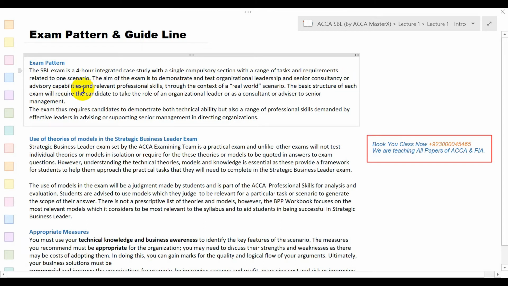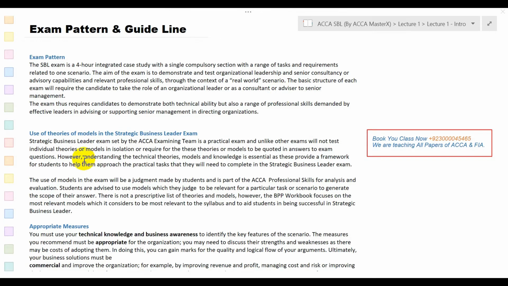So the examiner will consider that you are a senior leader or consultant or an advisor to the company's management. I know you are a student, not a business advisor, but to pass this exam, you will have to think like a business advisor so that you can make appropriate recommendations to the senior management to rescue or to solve the problem which is being faced by an organization.